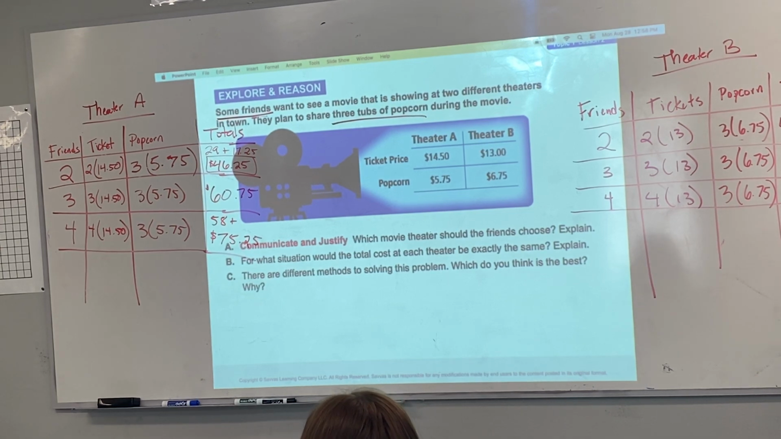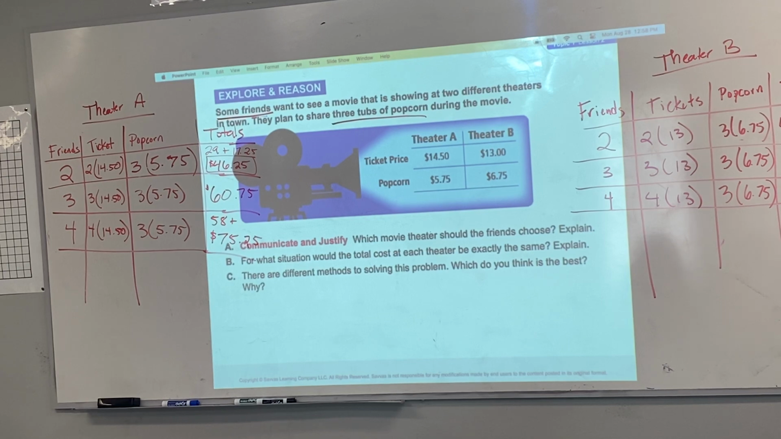So, obviously, it doesn't matter which one they go to, they can choose based on which movie theater they like better. But if you look at the situation with 3 friends or 4 friends, which one should they choose? B. B.